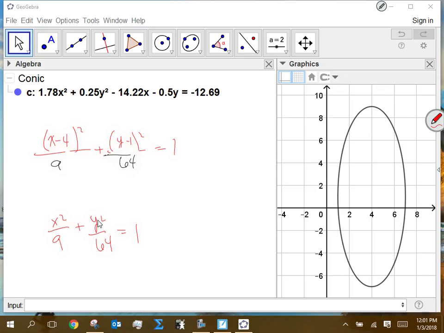But if I want to move it away from 0, 0, move it to the right, you subtract from the x. Move it up, you subtract from the y. If I wanted to move it left, I would add, and if I wanted to move it down, I would add as well to the y's and x's. And that's consistent with the transformations that we used with circles, if you remember back that far.